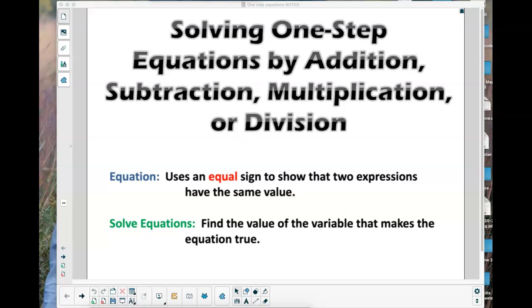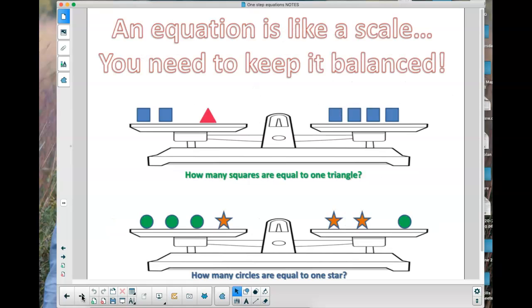Remember, an equation uses an equal sign to show two expressions have the same value. So these are all going to have equal signs. And we're going to solve it. We're going to find the value that makes the equation true. Okay? So, looking at the next slide.